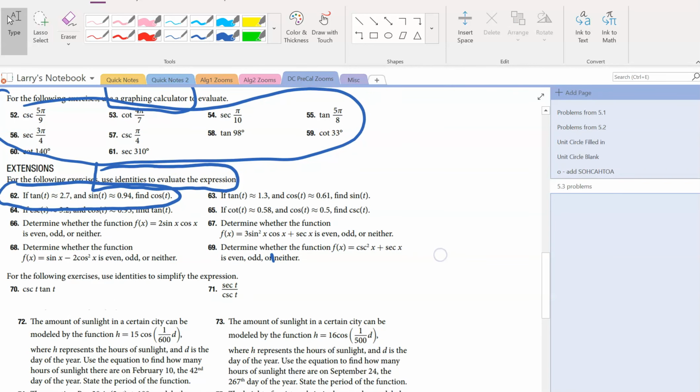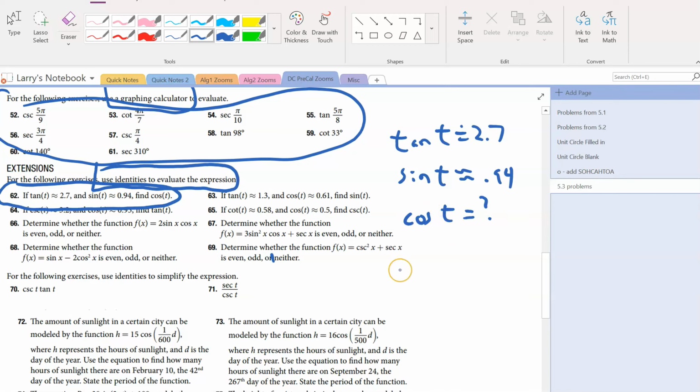All right, they tell us that tangent of t is about 2.7. Sine of t is approximately 0.94. So the question is, what is cosine of t? All right, we'll use the identity we just saw, that tangent is equal to sine over cosine. Substituting what we know, tangent is about 2.7. We know sine is 0.94. And we're looking for cosine. I'm just going to call it question mark.